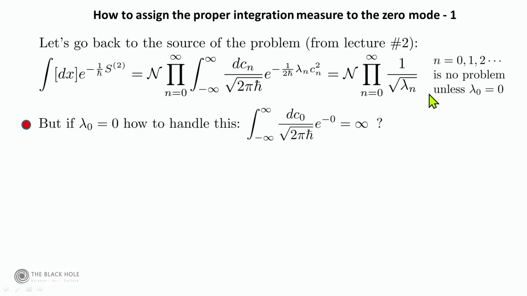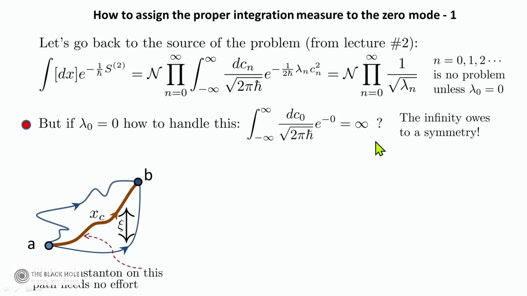And you see that if lambda 0 over here is 0, then there's no damping over here. There's nothing that will cause this exponential to go down at the edges, at minus infinity or plus infinity. And so this integral is infinity.